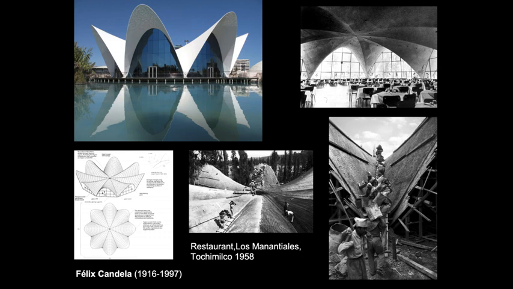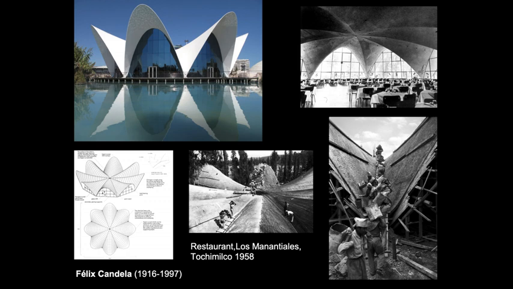is this restaurant by Felix Candela, with a double curved or multiple curved shell. The shell itself is both a wall and a roof, and you have a very spectacular space inside, as you can see on the picture up on the right.